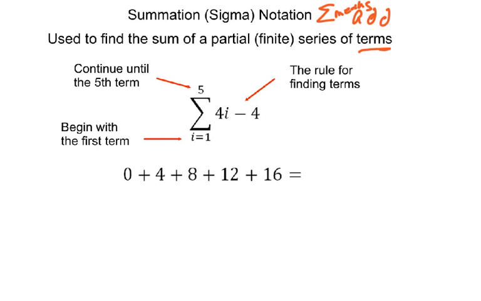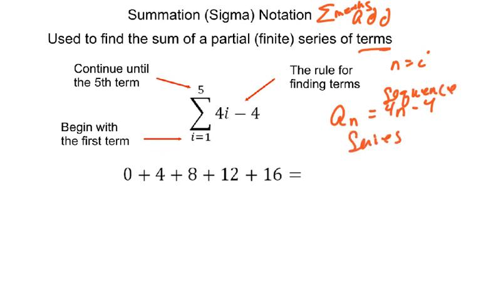So basically, we could have some rule that is a sub n. By the way, n and i can be used interchangeably. You can actually use any variable you want as long as they match. So a sub n is equal to 4n minus 4. So this is the rule for the sequence. For the series, we want to add terms for that sequence.